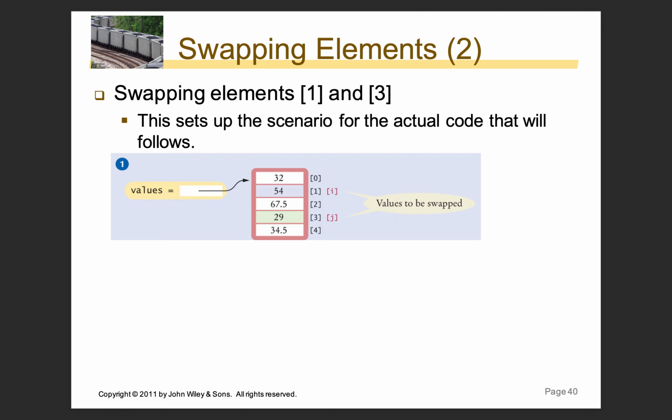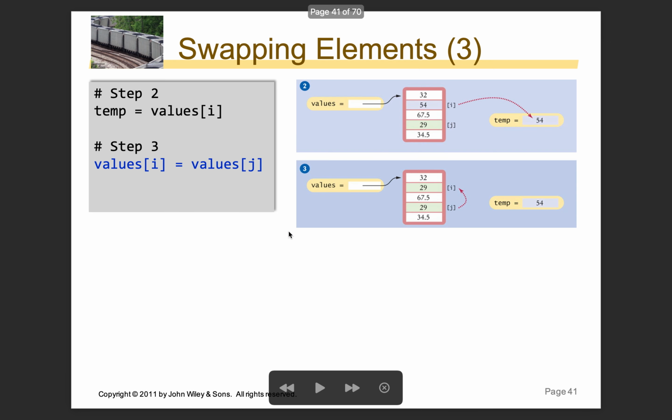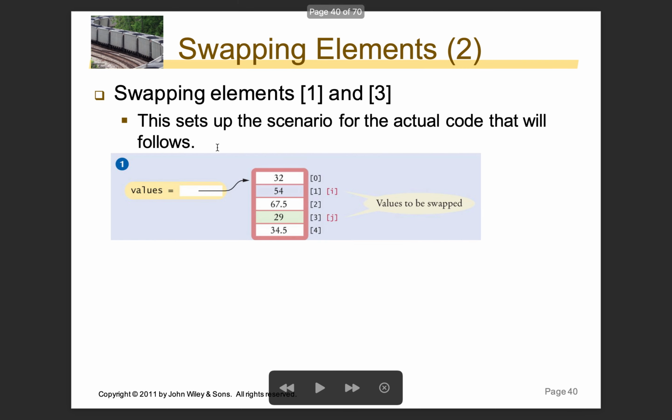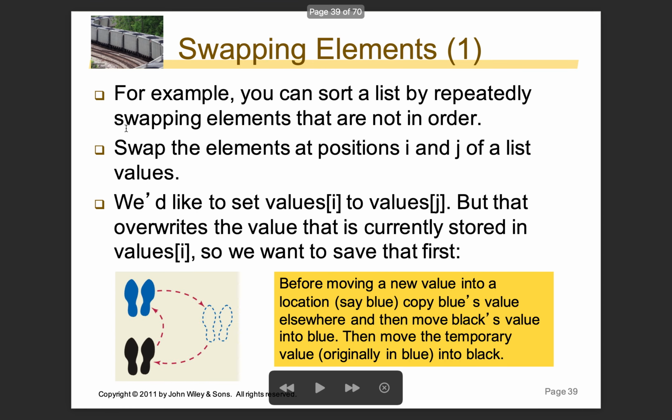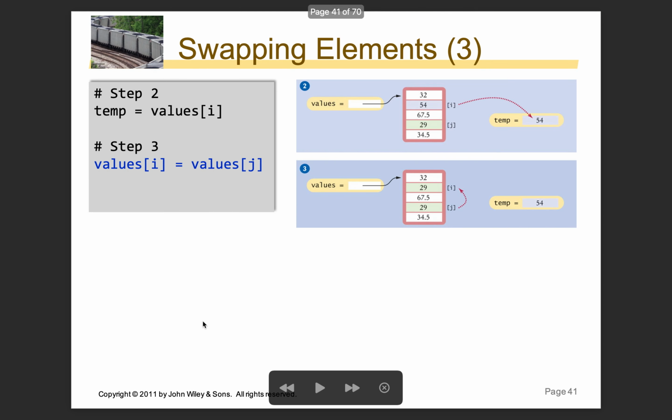Okay, so let's say we want to swap the element in position index 1 and the element in index 3. So this sets up the scenario for the actual code that we're going to follow. So we have a list called values, which has a reference to the values 32, 54, 67.5, 29, and 34.5. Step 1 is actually setting up our list. Okay, then step 2 is to create our temporary value, right? This is to create our kind of blue outline space, our temporary value to store data. So we have temp equals values[i]. So we're storing the information temporarily, and we're storing temporarily 54.